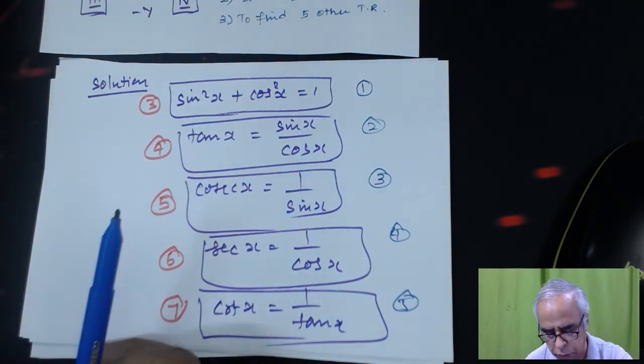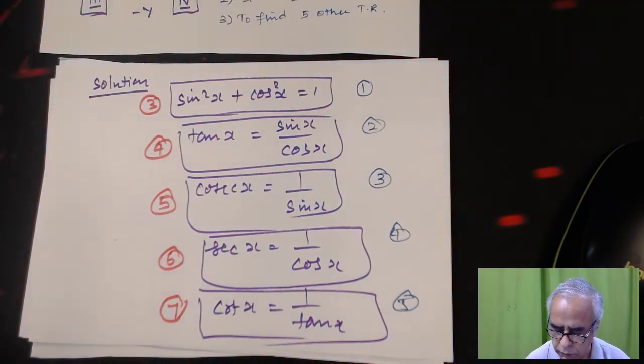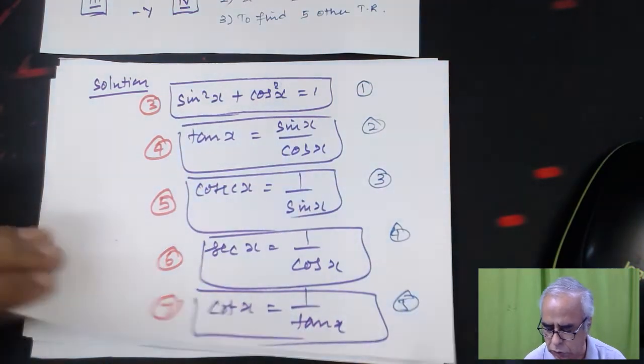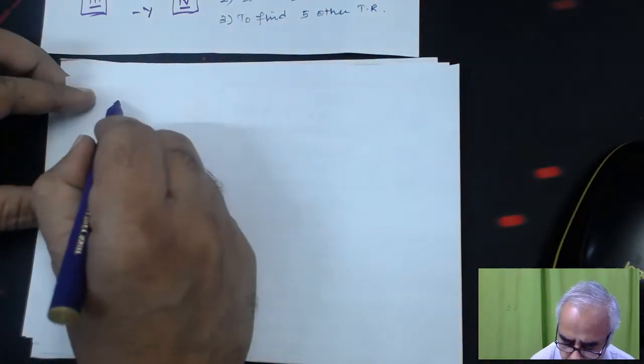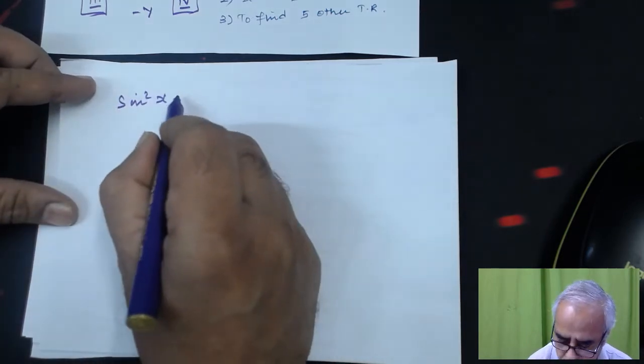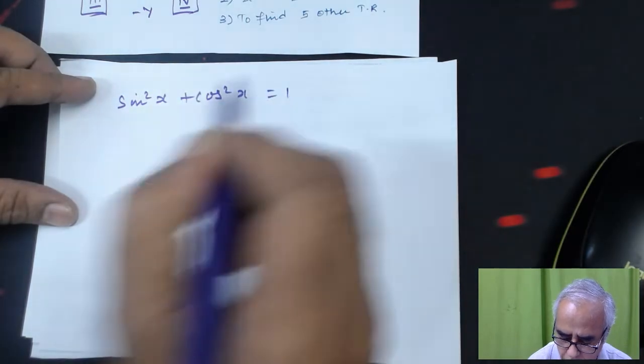Right, let us proceed one by one. Let us take up the first formula, that is the third formula, sin squared x plus cos squared x. Sin squared x plus cos squared x is equal to 1.